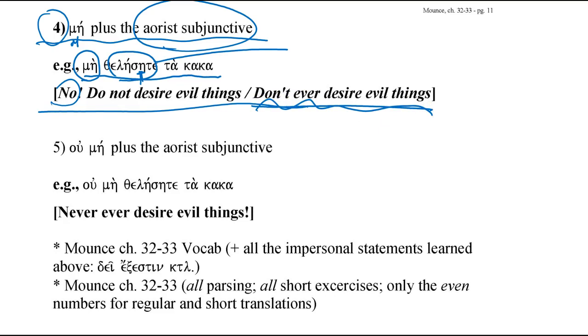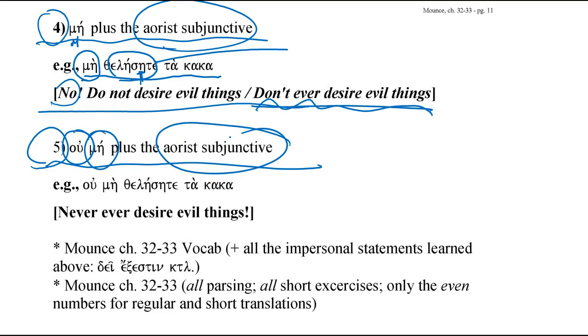And then the strongest prohibition that we covered in our subjunctive module, again, is when you have ou plus me plus the aorist subjunctive, and that means don't ever or never, ever, ever. So, ou me thelasete ta kaka, never, ever desire evil things. And with that, that concludes our module.